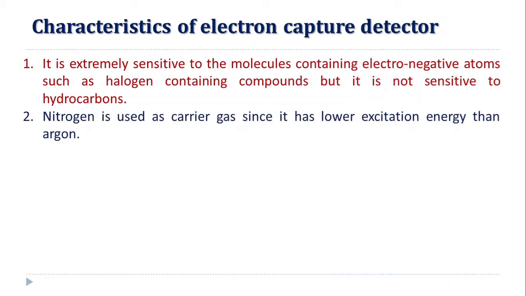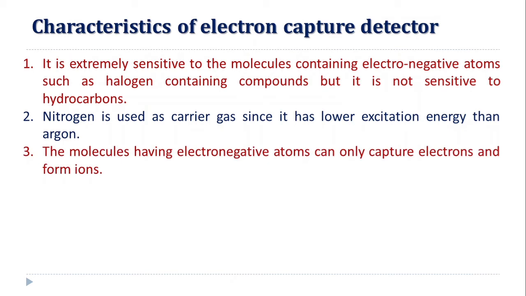The nitrogen is used as a carrier gas since it has a lower excitation energy than the argon. So nitrogen is used as a carrier gas if the electron capture detector is attached to the gas chromatograph.